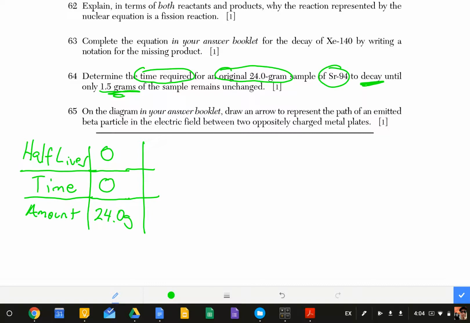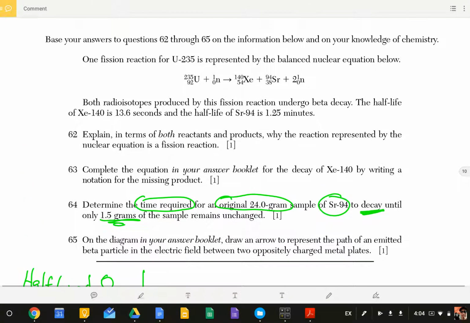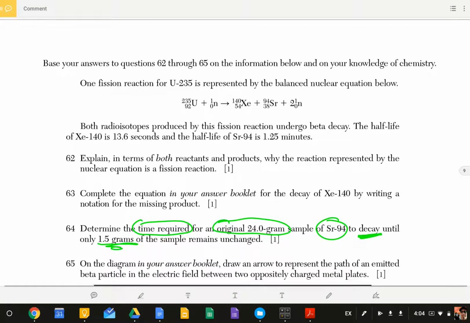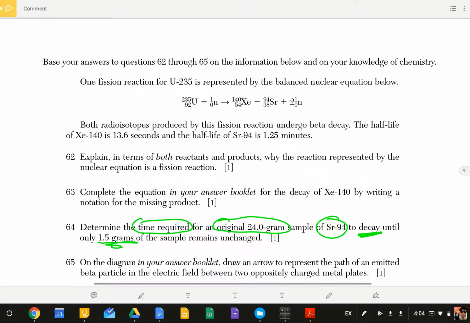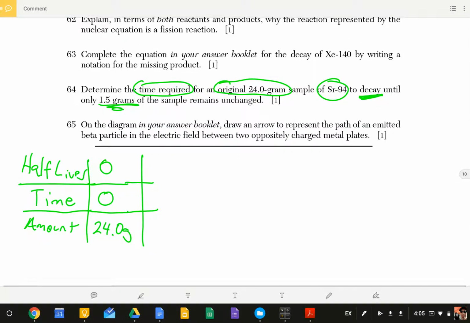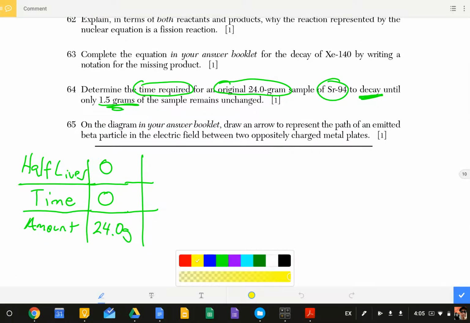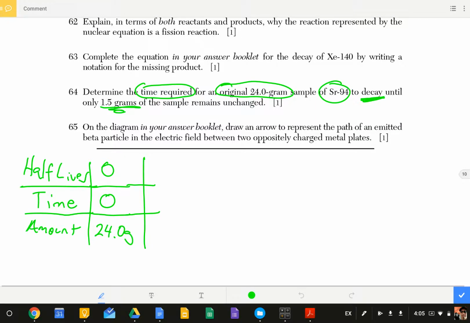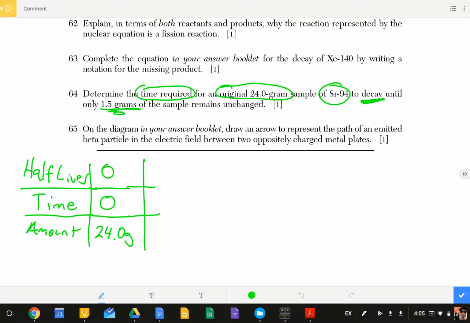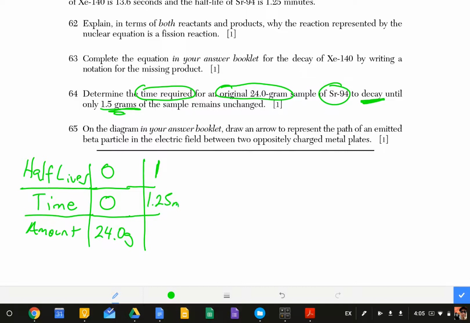Okay. And actually, I'm going to scroll a little bit here. If we go back to the reading, we are given the info here that the half-life of strontium-94 is 1.25 minutes. Okay, so we're going to have to use that. So going back, sorry, clicked on the wrong item here.